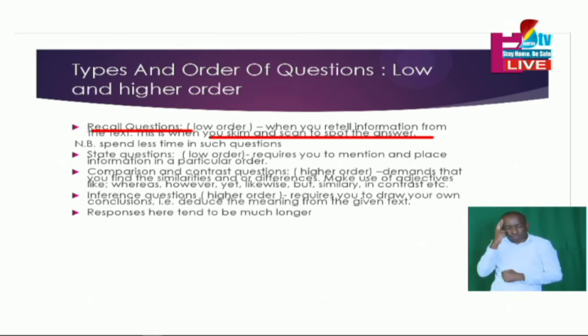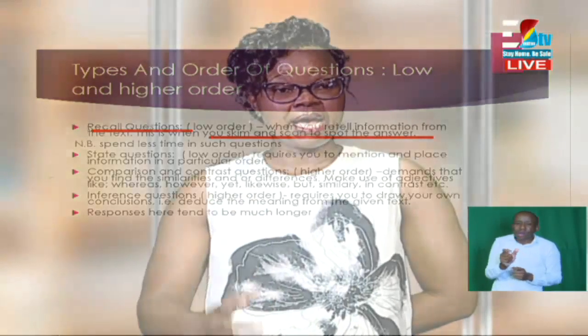If I may make an example, somebody asks you where Lobamba is located. Then in the text, it is clarified that Lobamba is under the Manzini region. So you simply go back to the text and you spot the answer. It is just a recall. You just need to remember and go back to the text and retell that information.